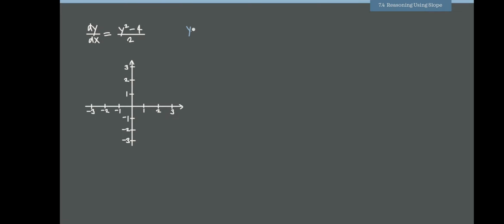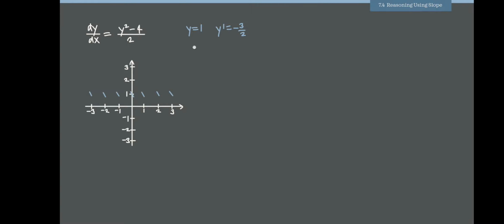So let's say that y is equal to 1. When that's the case, we're going to have 1 squared is 1, minus 4 is negative 3. We're going to end up with y prime equals negative 3 halves, or negative 1.5. Well, a slope of negative 1.5, everywhere where y is equal to 1, realize that the value of x doesn't matter because it's not included here on the right-hand side. So a slope of negative 1.5 might look something like this, everywhere that y is equal to 1. Again, the value of x doesn't matter, so we can just sketch this in.